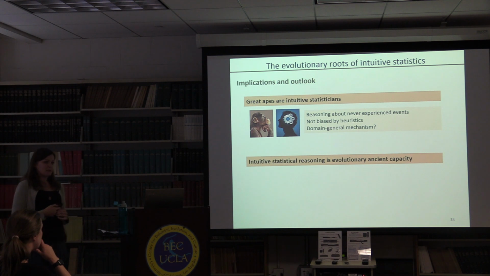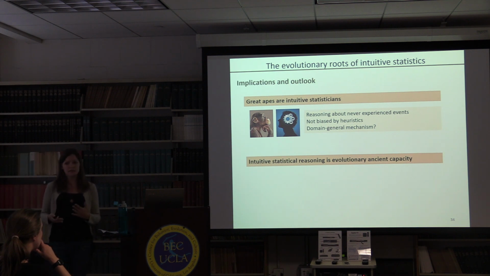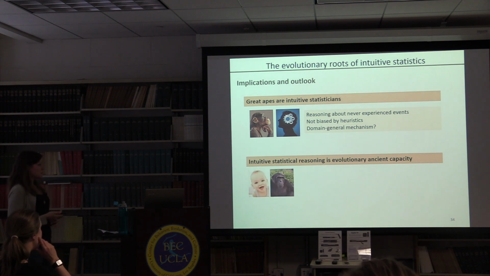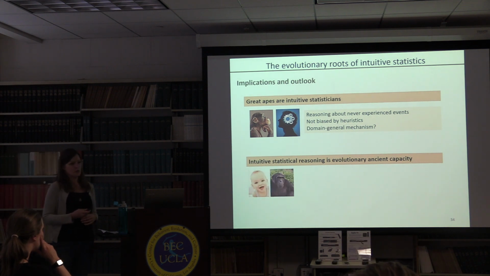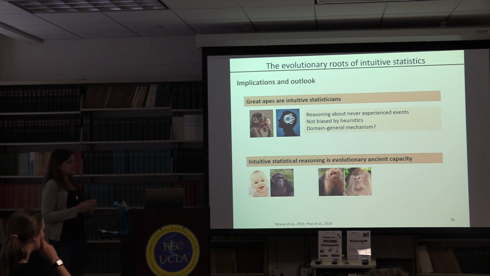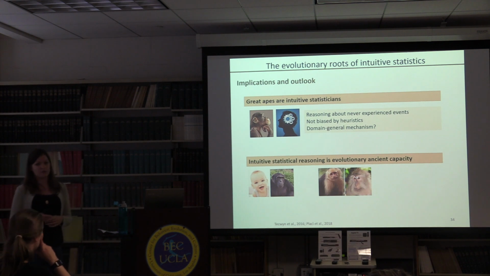A second implication of my findings is that intuitive statistics seems to be an evolutionary, rather ancient capacity, which was probably already there in the last common ancestor of humans and other great apes. By now there are also two studies using the same task setup to test two species of monkeys, namely Capuchin monkeys and long-tailed macaques. And so far these studies did not find unambiguous evidence for competences comparable to those of great apes and humans. So this might be a first hint that this capacity developed later in primate evolution.